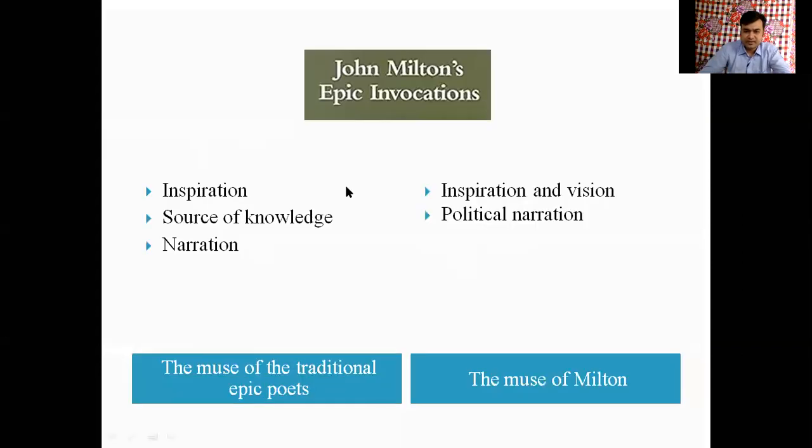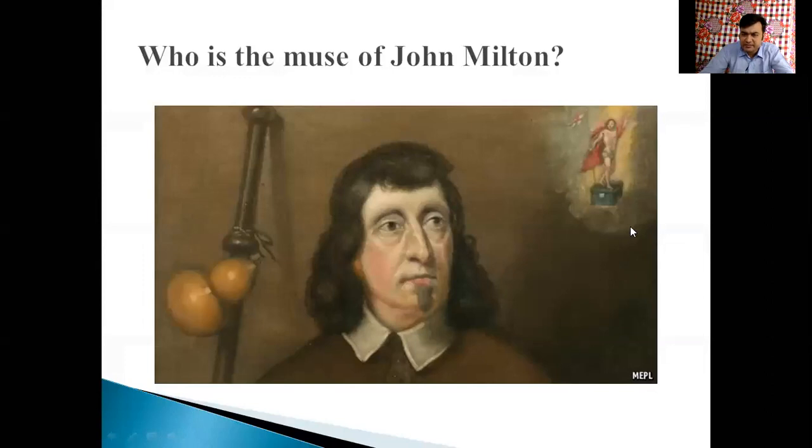Traditionally, the muse is the source of inspiration, source of knowledge, and the source of narration. But in John Milton, it is inspiration and vision. And his narration is not just me telling the history. No, it's a political narration. It has political meaning, so that all may understand what the next step or next movement is going to be in England. As we know, he was an ardent lover of Oliver Cromwell, and he believed in democracy, not other things.